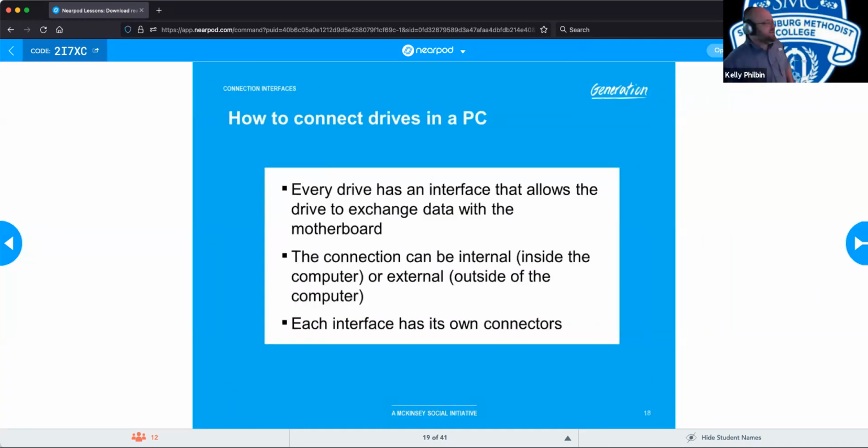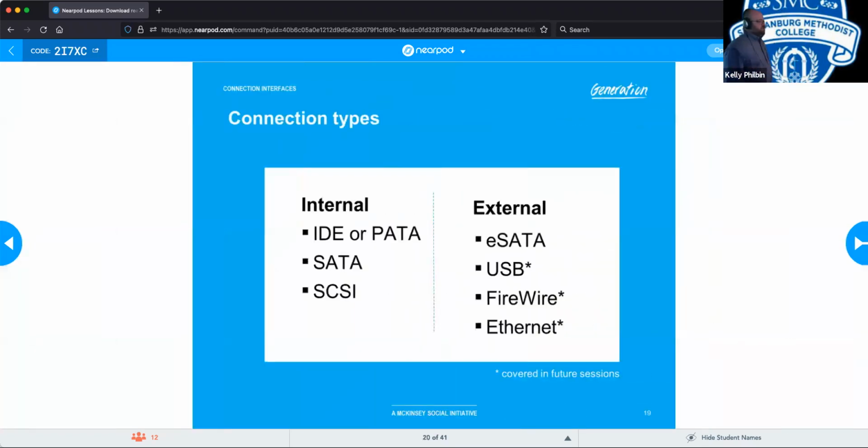All right. How to connect drives to a PC. All drives have interfaces, a way to interact and connect with the motherboard themselves. The connection can be internal or external. Depending on the speed and age of the drive that you are dealing with, will determine what type of connector you will use. Some use proprietary connectors with regards to interfacing with the drive, but there are standard ports when you're dealing with the actual computer itself. So we got into a lot of these earlier.